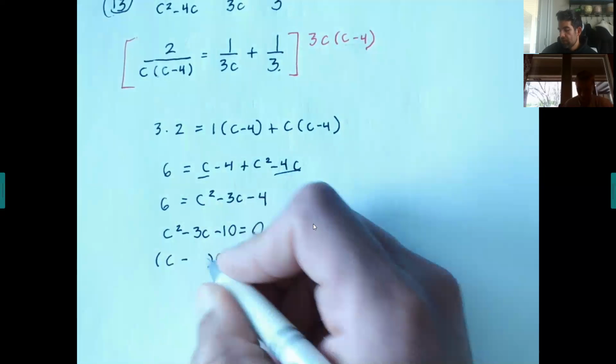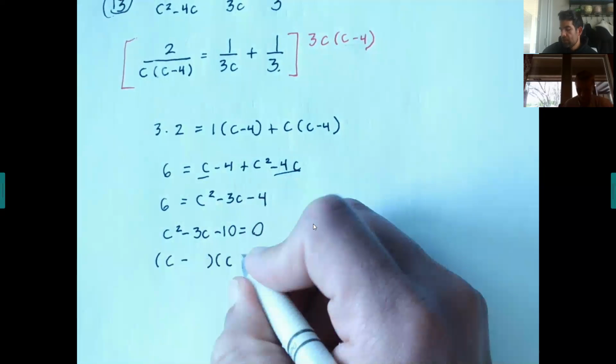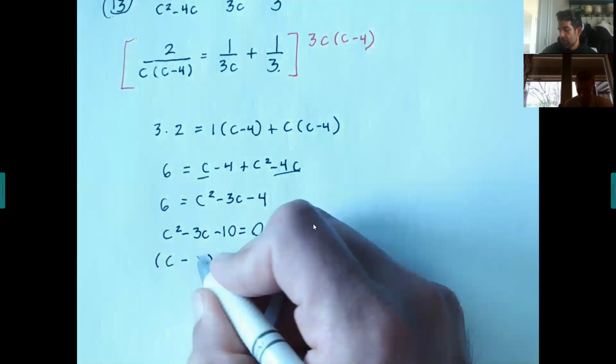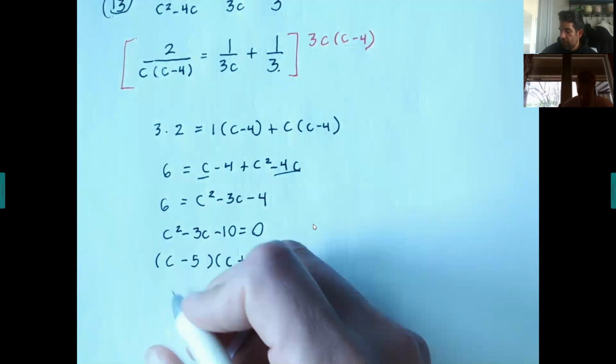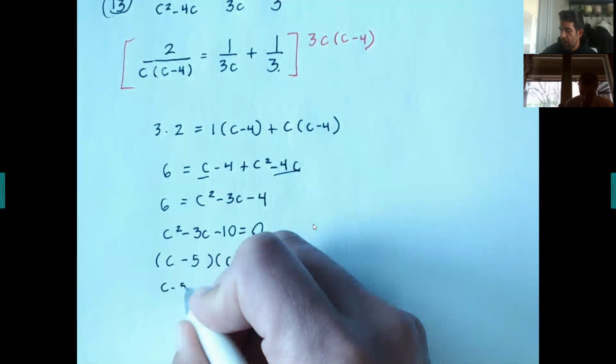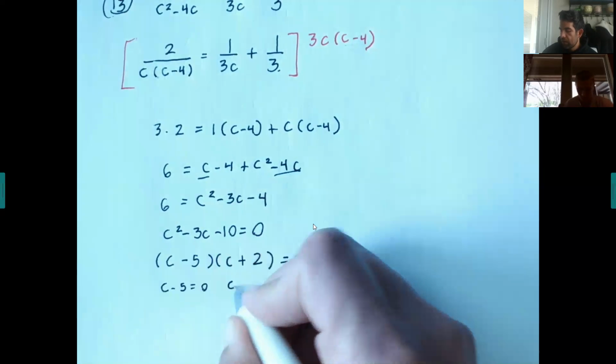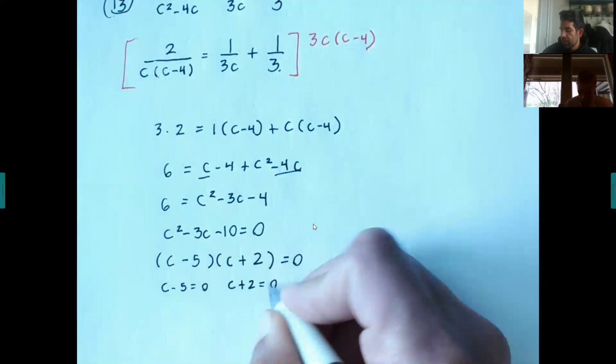Let's see. Factors of 10 added to 3, so 5 and 2. So if I set each factor equal to 0, and I know I'm writing a lot, but again, I'm trying not to leave any steps undone here.